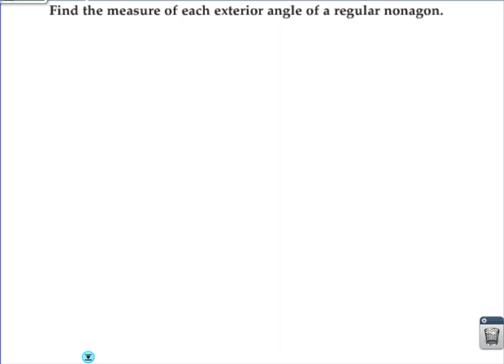Does that make sense? If you've got some shape, let's say it's a pentagon. If it's a regular pentagon, that means all the angles add up to 540. That'd be 108 apiece. All the angles would be 108 degrees. What would all the exterior angles be? 72, 72, 72. So if all the interior angles are the same, all the exterior angles are the same.